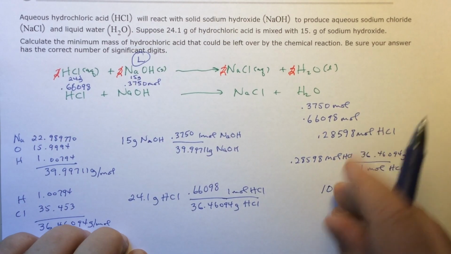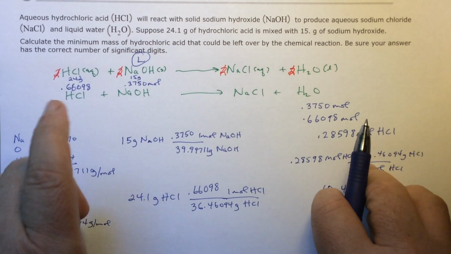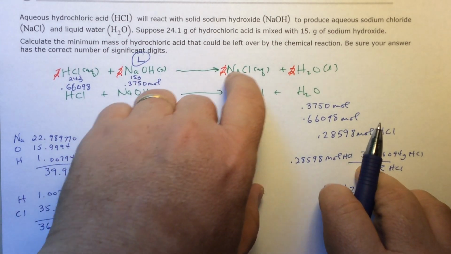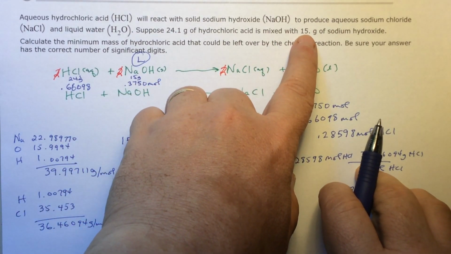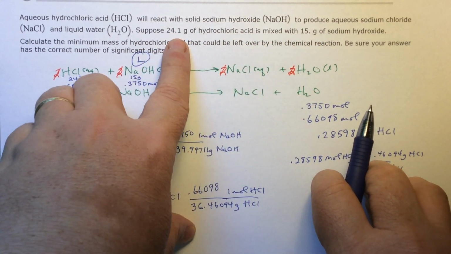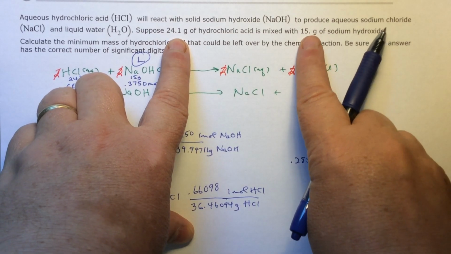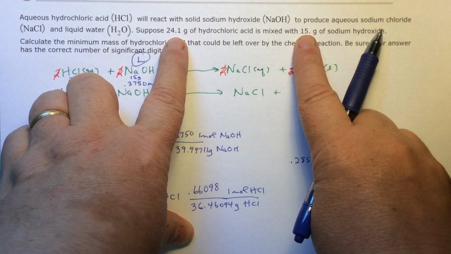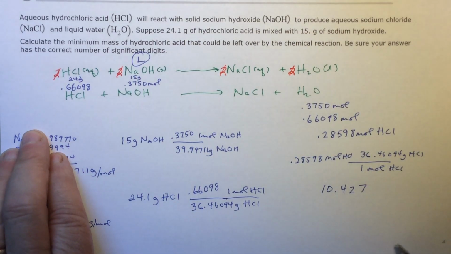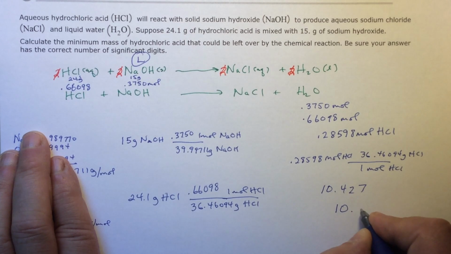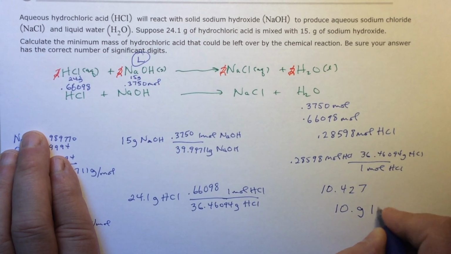And let's see. I have to go back to my amounts and find out what my smallest is. Okay, this is HCl. So how much HCl was I given? I was given 3 significant digits and 2 significant digits. So I need the smaller amount. I need to do it to 2 significant digits. So that means it has to be 10 grams of HCl left over.